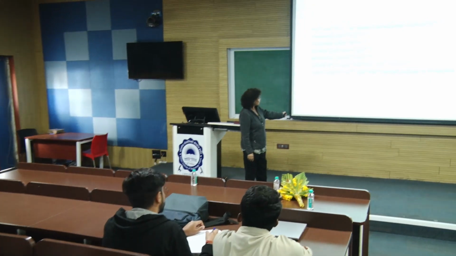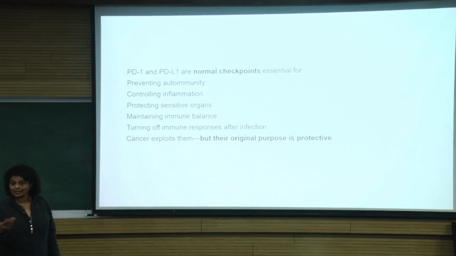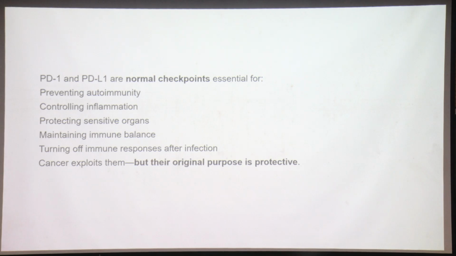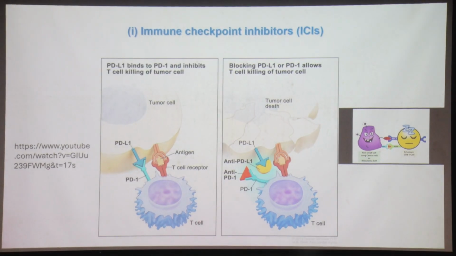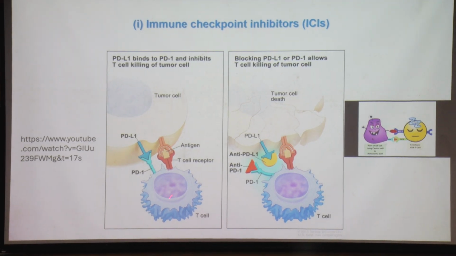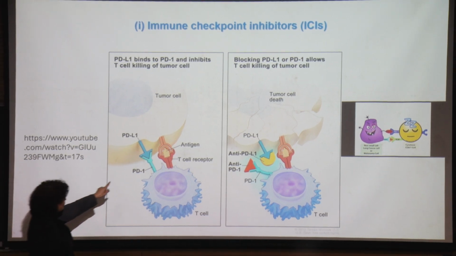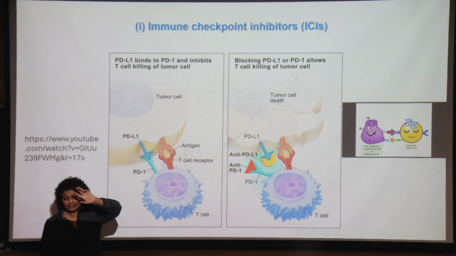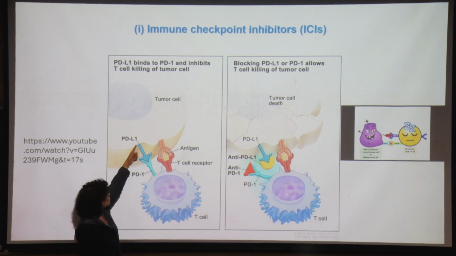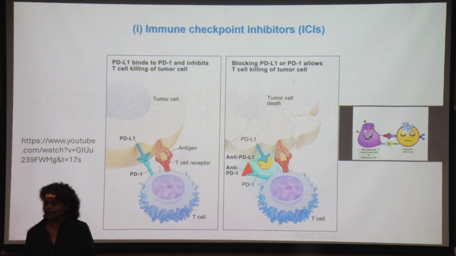So cancer cells exploit them, but their original purpose is protective. Our body has this system to keep us safe, but cancer cells have hijacked it for their own good. It is like you have a power, but it goes to the wrong person, it becomes abusive power. That's what it is. So this is a very beautiful picture. This is showing the PD-1 ligand. This Y-shaped one is the receptor, not the ligand. This is the receptor on a normal T cell. Tumor cells express the ligand which binds the receptor, and when it binds, it is inhibited.